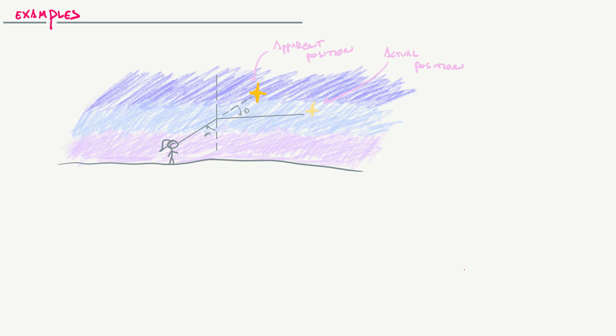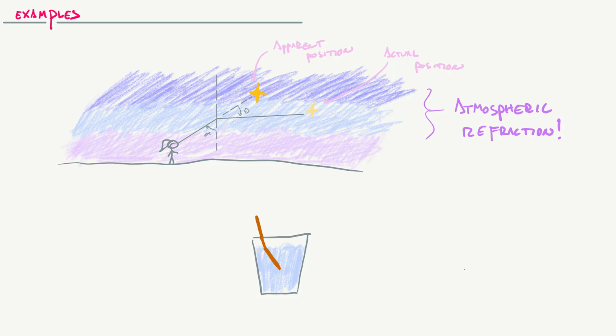So there's what we call an apparent position, that's what we see, and an actual position. So the solid line here is where the star actually is, and as that light enters the atmosphere, it gets refracted a little bit, and that's what atmospheric refraction is. It's not unlike when you put a straw or something in a cup of water, and then it looks like the straw is bent. It's not actually straight. That's the same sort of thing that's happening. That's what the atmosphere does to light that enters it.